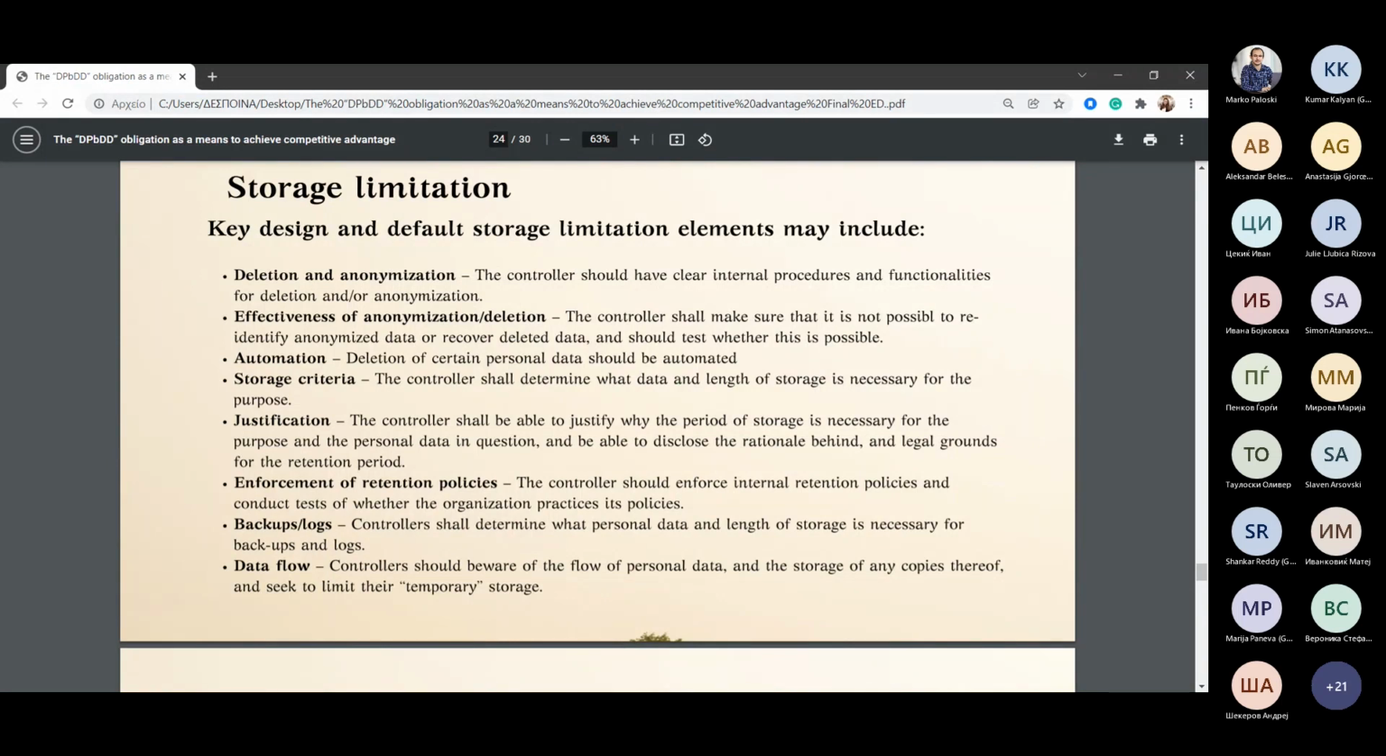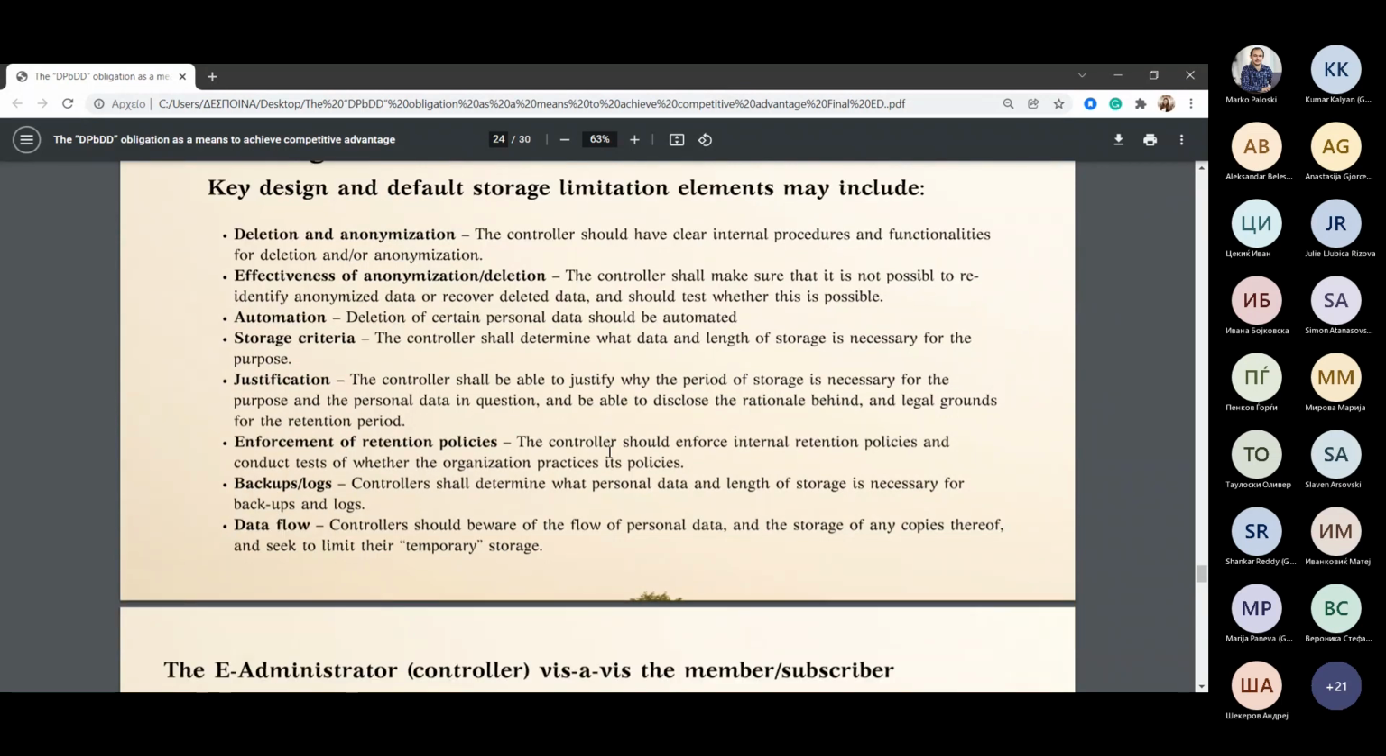Backups and logs. Controllers shall determine what personal data and length of storage is necessary for backups and logs. And data flow. Controllers should be aware of the flow of personal data and the storage of any copies, and seek to limit their temporary storage.